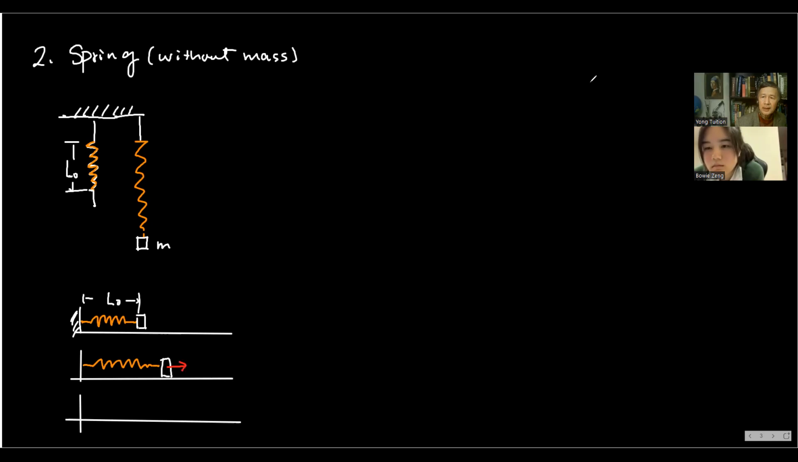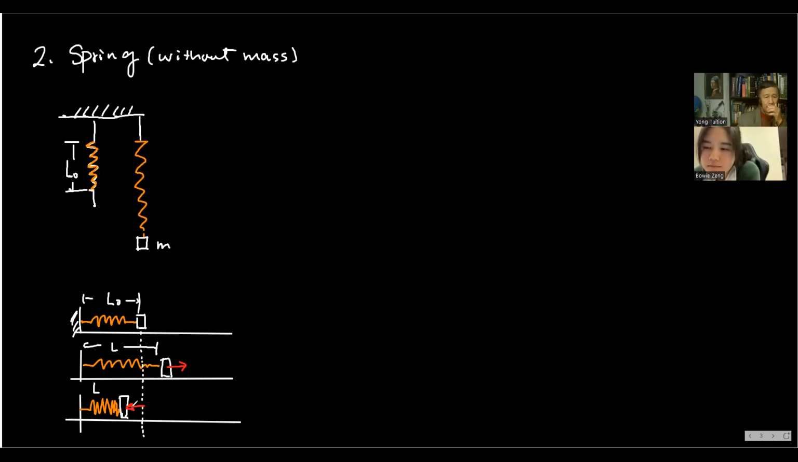Or on the other hand, we can compress this spring, you see, make it shorter. So this is equilibrium. This is called the balance position, or sometimes the equilibrium position. So in both cases, the length changed. In this case, we are obliged to use the force towards that direction to compress it.